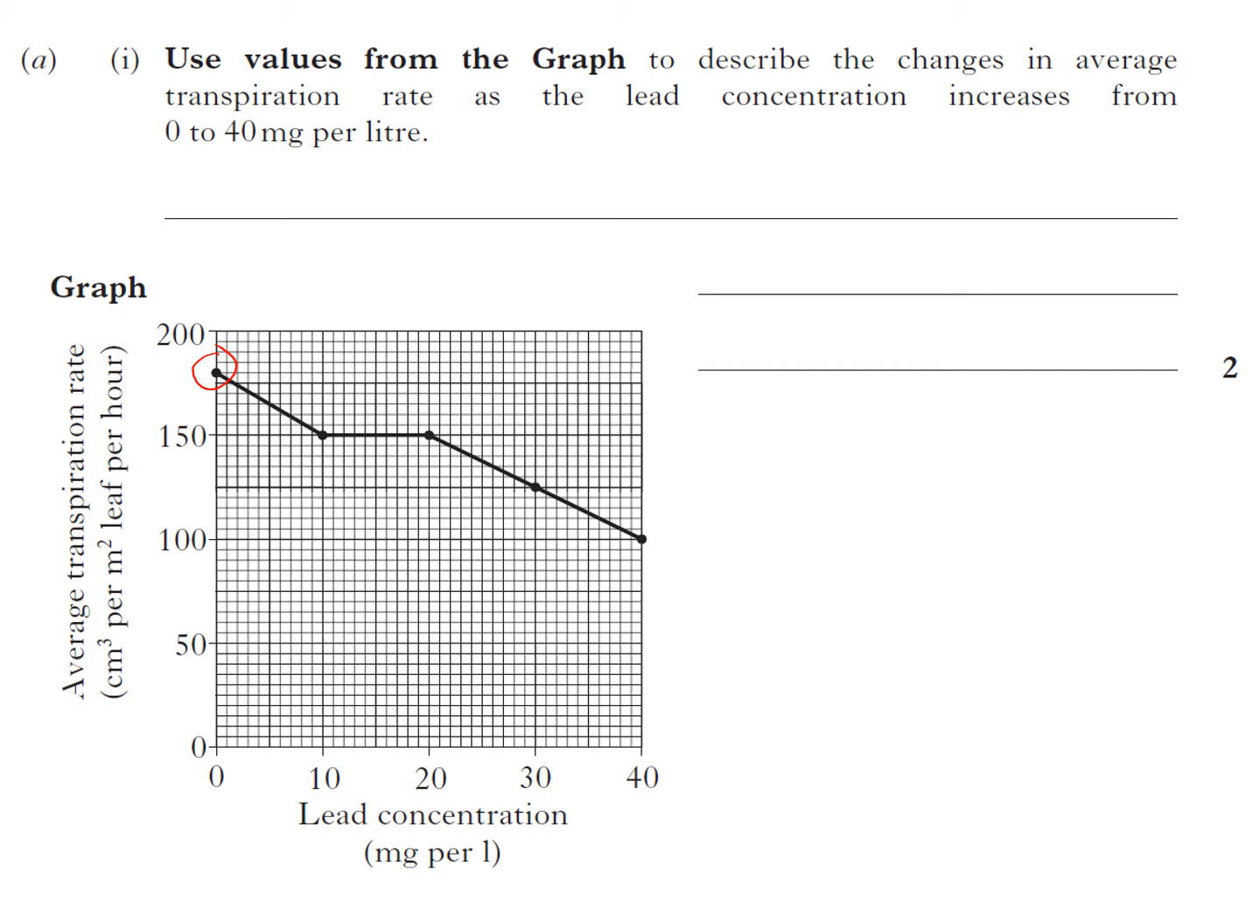We're going to need this point. We're going to need this point. We're going to need this point. We're going to need this point. This should not surprise you anymore. 4 points for 2 marks. So reading them off carefully.